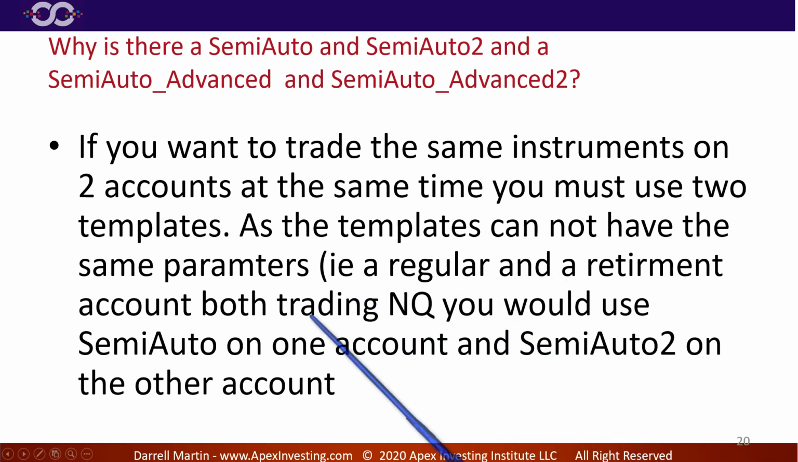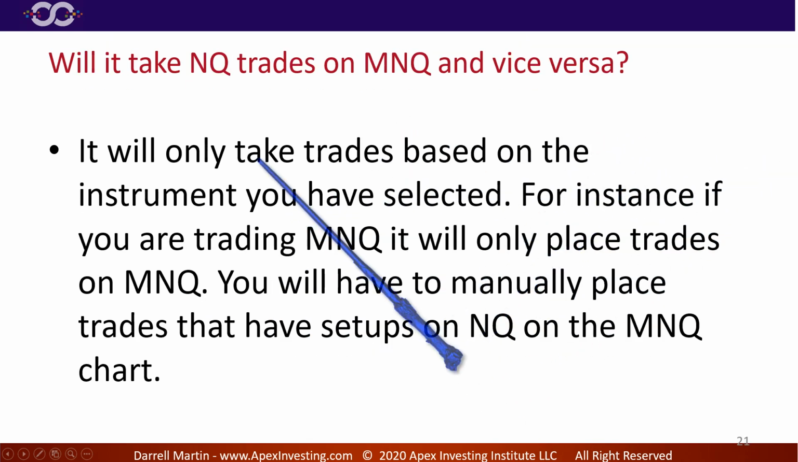Maybe you have a regular account and a retirement account you're trading NQ in. Use semi-auto on one, use semi-auto 2 on the other. Will it take trades on NQ, on MNQ, and vice versa? It won't. It will only take trades based on the instrument you have selected. So if you're trading MNQ, it will only place trades on MNQ. You will have to manually place trades that are set on NQ on the MNQ chart, or vice versa.